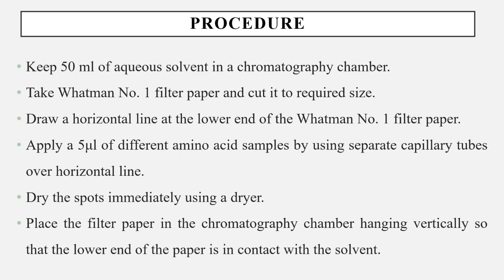So we will take the one Whatman number 1 filter paper. At the lower end of the filter paper, we will mark the line. Then we will take the different amino acids or urine sample. Then we will apply those amino acids with the capillary tubes over the horizontal line we draw on the lower side of the chromatography paper. Next, we have to dry the spots immediately using a dryer.